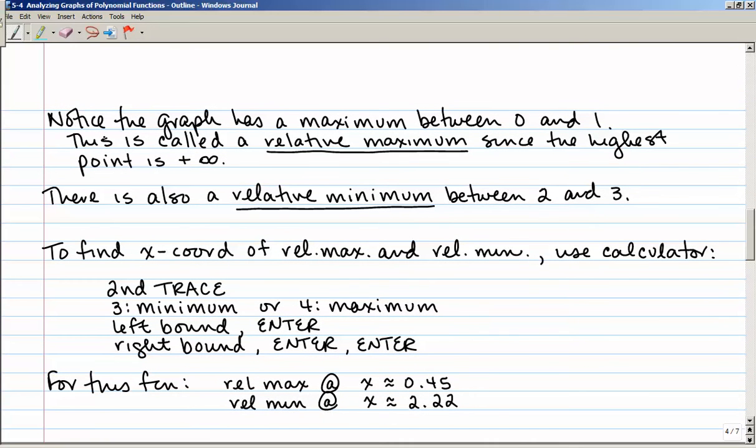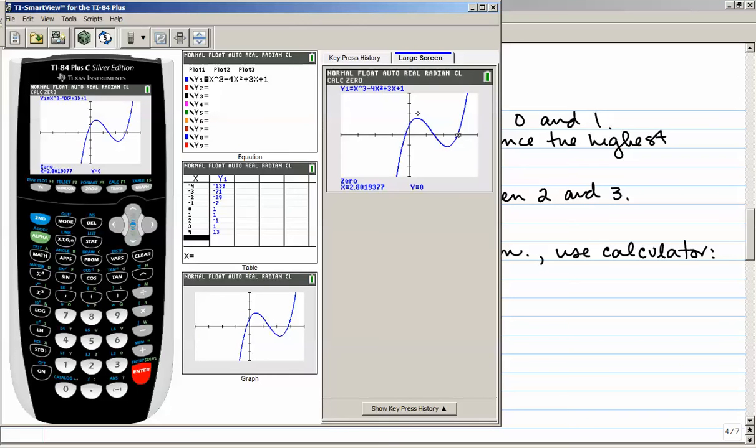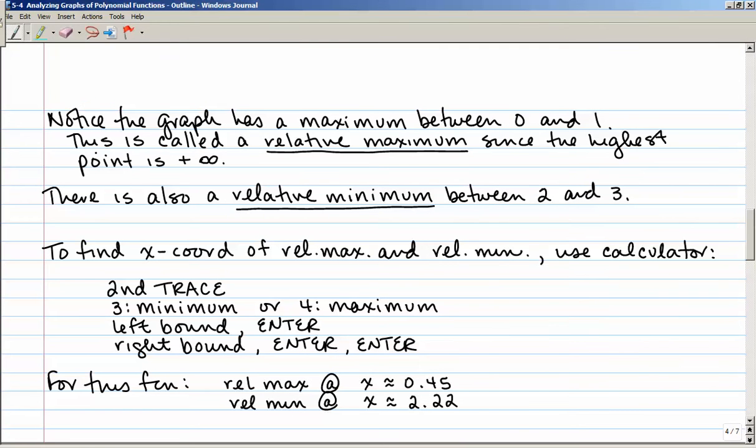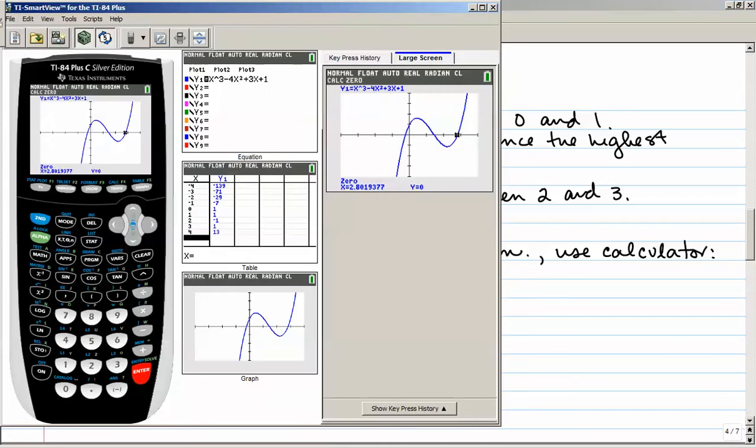So I want you to also notice that the graph has a maximum value between 0 and 1. Let's take a look at the graph here. So there's a high point right in here, that we call a relative maximum, and that's between where x equals 0 and x equals 1. We call this a relative maximum because the highest point is actually positive infinity. Because this graph goes on forever in this direction, because it continues to increase, the maximum is positive infinity. But this is a relative maximum because in this area that's kind of the highest point.